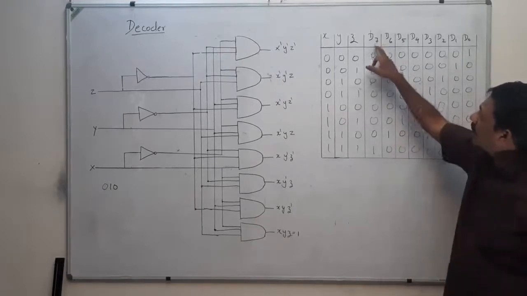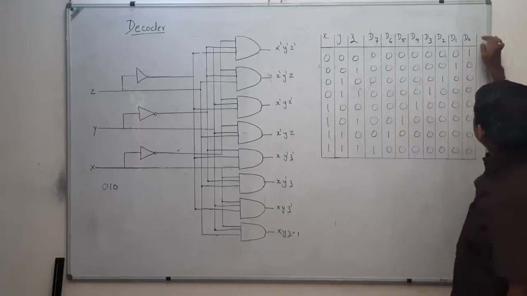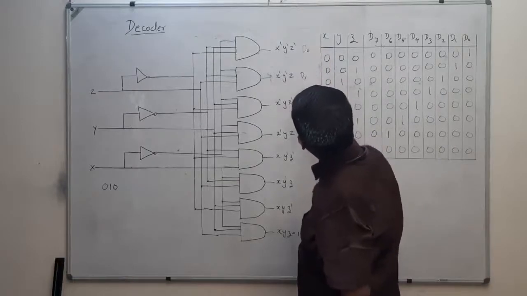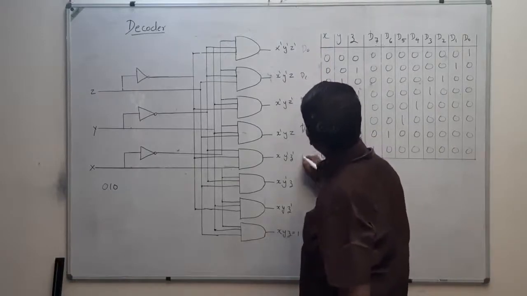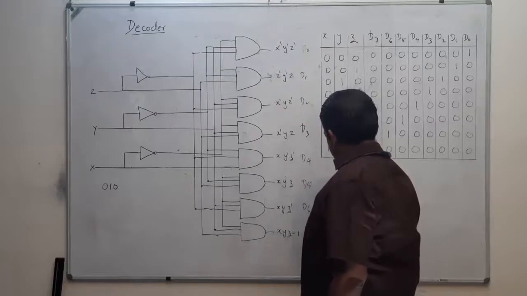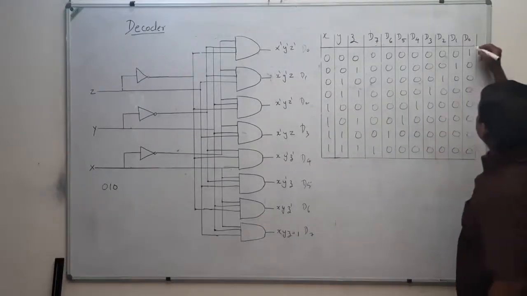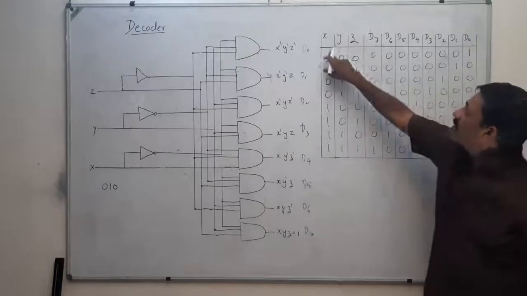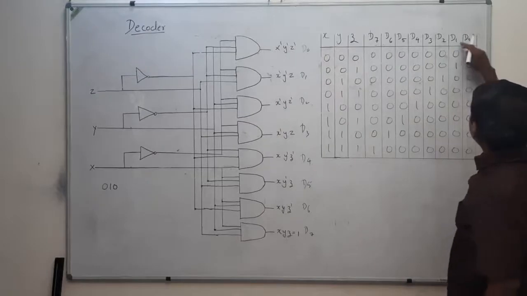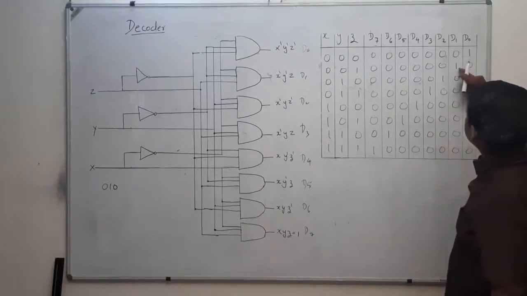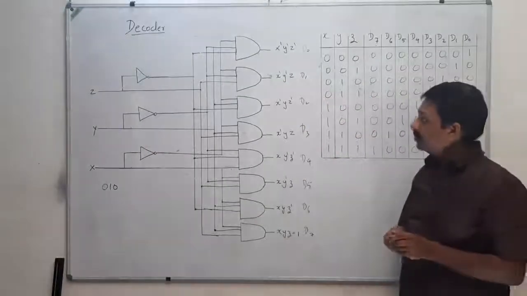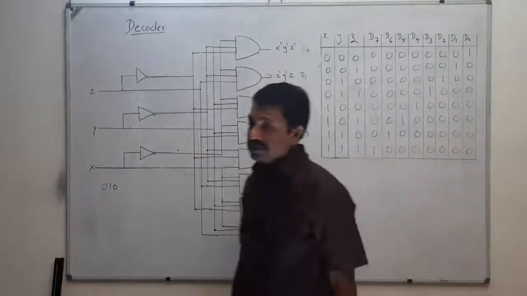And using a Karnaugh map, this is D0, this is D1, this is D2, this is D3, D4, D5, D6, and D7. Now, what is this? Only a single one is there. This is x bar, y bar, z bar. What about this? Here we have D1 equal to 1. That means this one represents 0, 0, 1, that means x bar, y bar, z, like that. So, that is all about decoders.